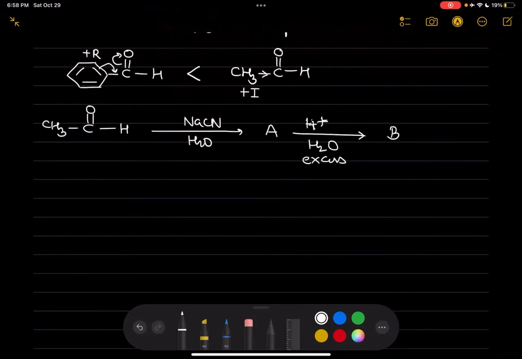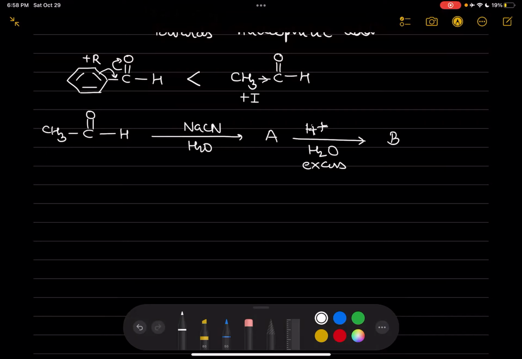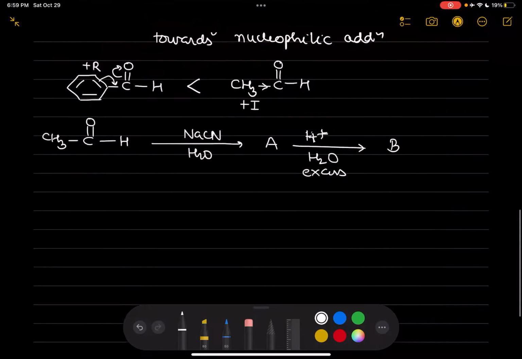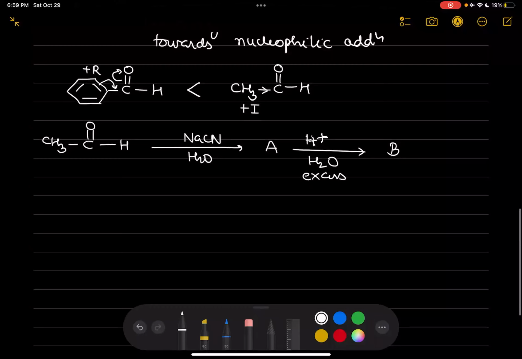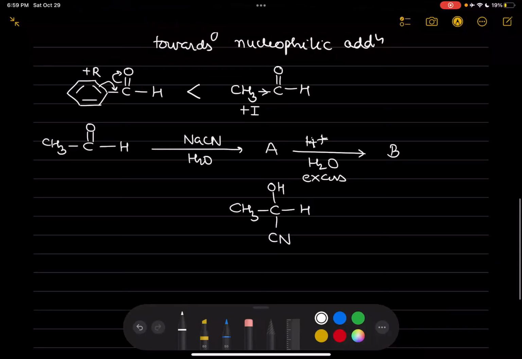Tell me, what is A? So A will be that oxy compound, with O minus, and B will be... Yes, that O minus is going to take the H plus from the water, OH. So this would be the result of B, right? This is A.